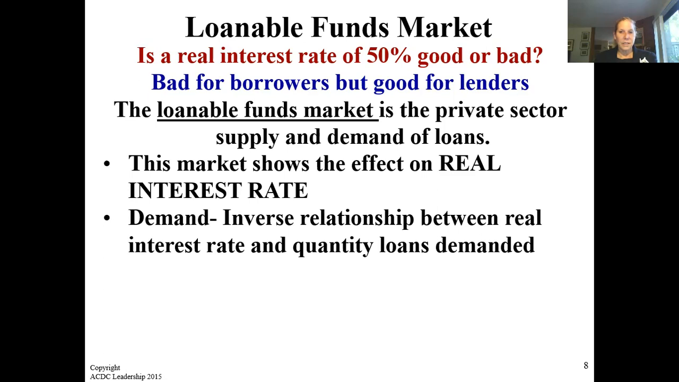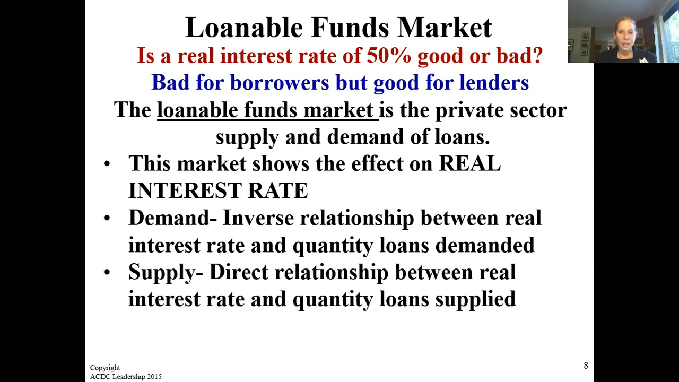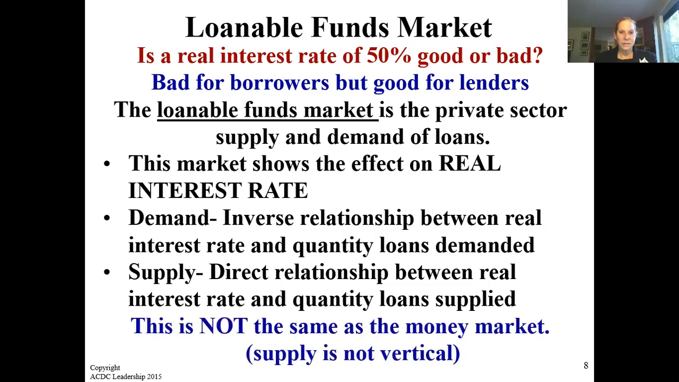Demand. It's an inverse relationship between real interest rate and the quantity of loans demanded. Supply. That's the direct relationship between the real interest rate and the quantity of loans supplied. This is not the same as the money market. Supply is not vertical. Okay, we're talking about the loanable funds market.